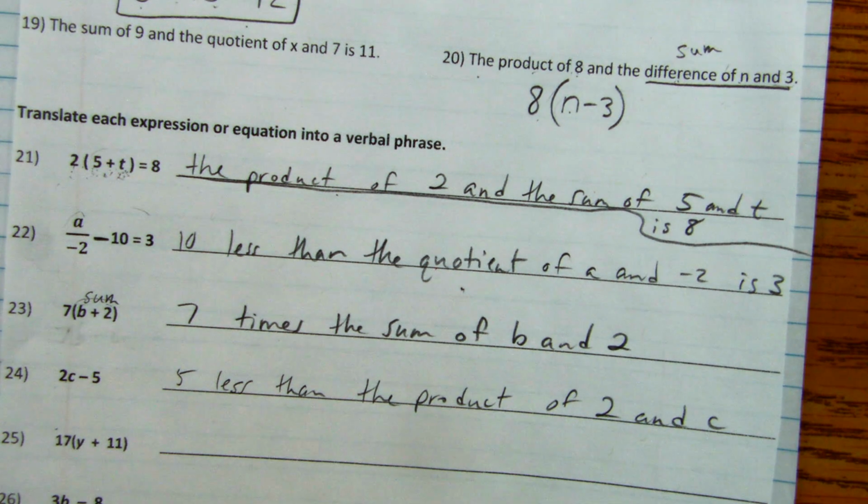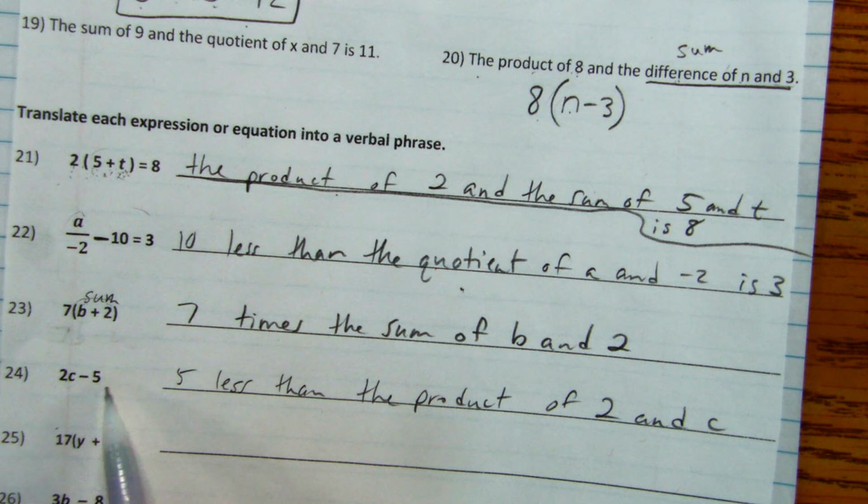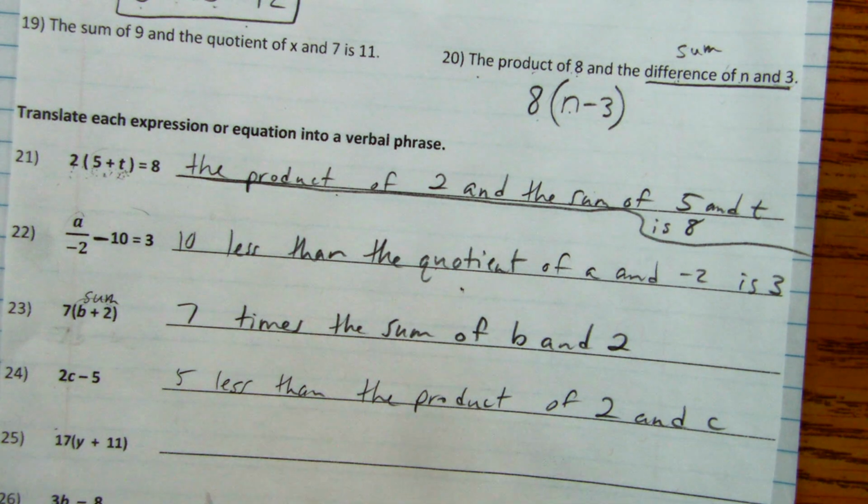This is what you're going to see most of the time on the answer keys. They're going to use those vocabulary words like product and sum and difference and all of that. But you could also just say 2 times c minus 5 on that one, because it doesn't have parentheses or anything, it would be fine.